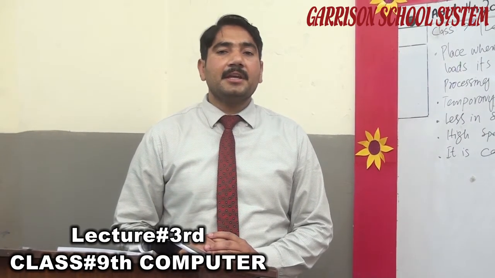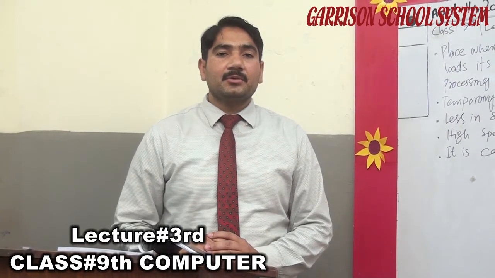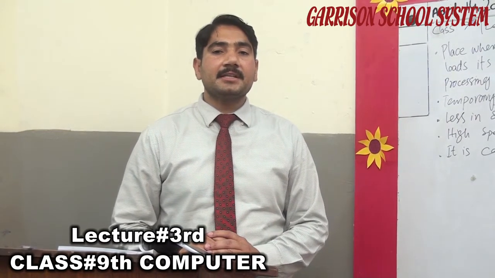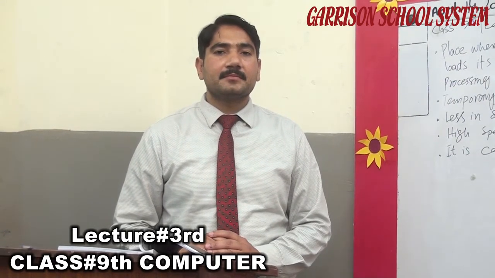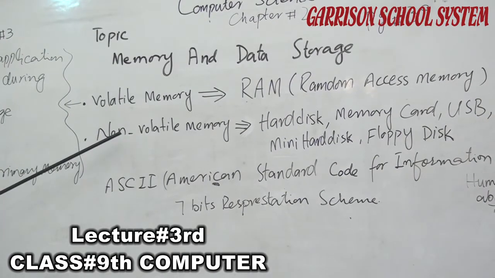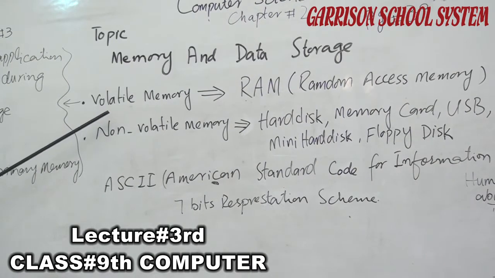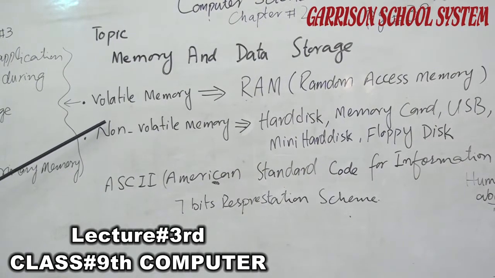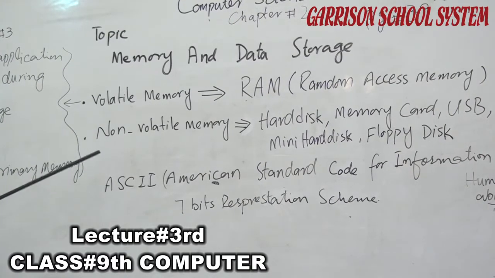It is used to store data in two categories. First category is volatile and second is non-volatile. Students, there are two types of memory, volatile memory and non-volatile memory. Computer memory is a physical device capable of storing data. There are the following two types of memory, volatile memory and non-volatile memory.